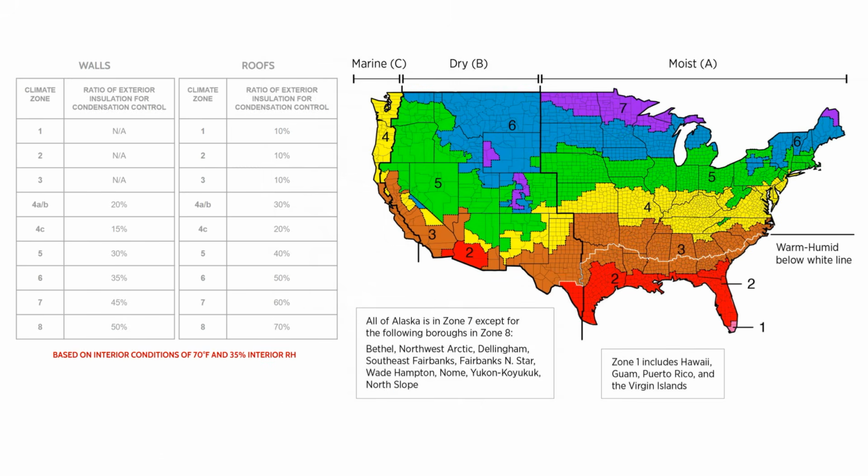So for Climate Zone 5, we need 30% of the total R value of the assembly to be installed as continuous exterior insulation or spray foam in the cavity, but for the sake of this video, we're talking about continuous insulation. And then for Climate Zone 6, we need 35% of the total R value of the assembly, and then Climate Zone 7 and 8, we need 45 and 50% of the R value of the assembly to be installed outboard as continuous insulation. This is all based on operating at 70 degrees Fahrenheit at 35% relative humidity.